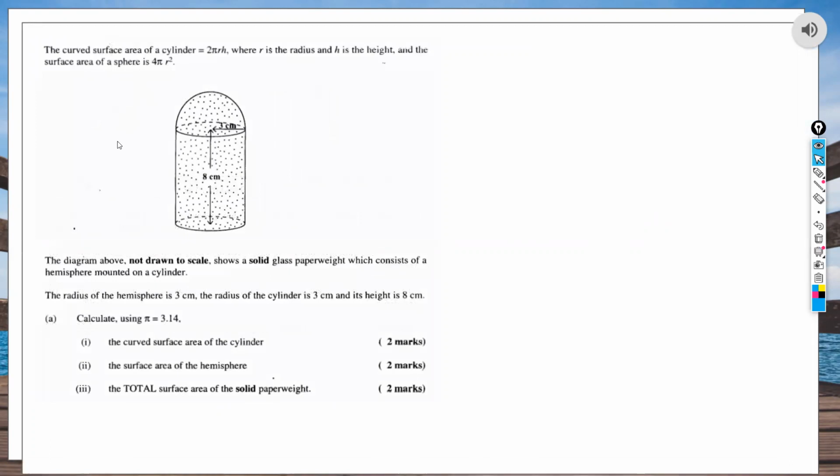All right, so here's the next question, right? So for those who wanted more practice on the cylinders and whatnot, here's your chance, right?